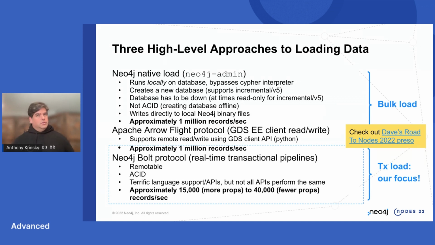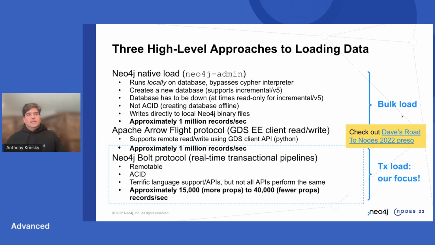It's not enforcing all the rules and observing ACID compliance during the load, and it's very fast. Now that's a local load. There's a second approach with GDS Enterprise that has been recently released, and that uses the Apache Arrow Flight protocol. So check out Dave Attila's Road to NODES presentation. He gives two hours of love on this topic, and really does a fantastic job. It is a similar speed, also very fast, on the order of 1 million records per second, reading and writing. Actually, that's reading and writing into the GDS in-memory graph.